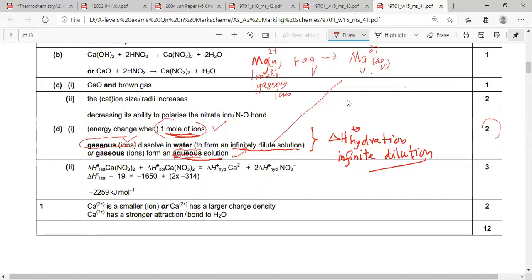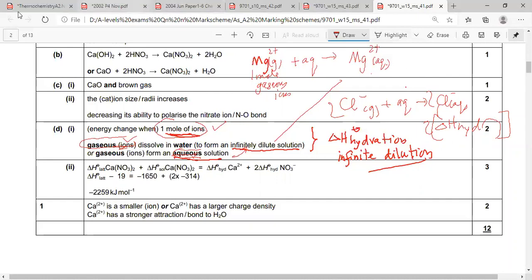Right? It means 1 mole of Cl⁻ gas, 1 mole of gaseous ion Cl⁻, plus aqueous, to give you 1 mole of Cl⁻ aqueous. If you have 2, that means times 2, right? Now this is actually delta H hydration already. If you have 2 here, I will times 2 the whole value here. You clear? Okay?